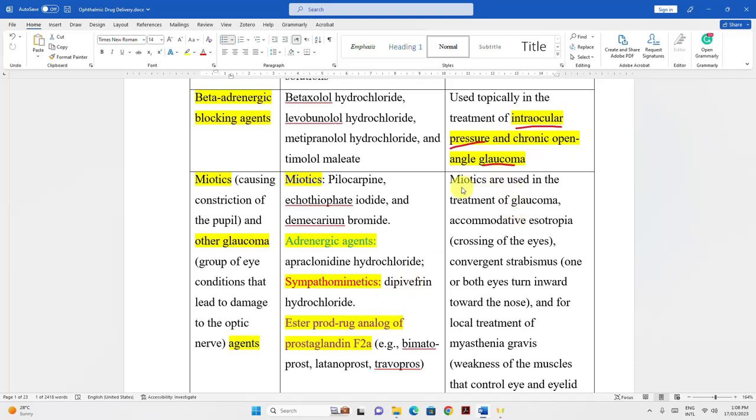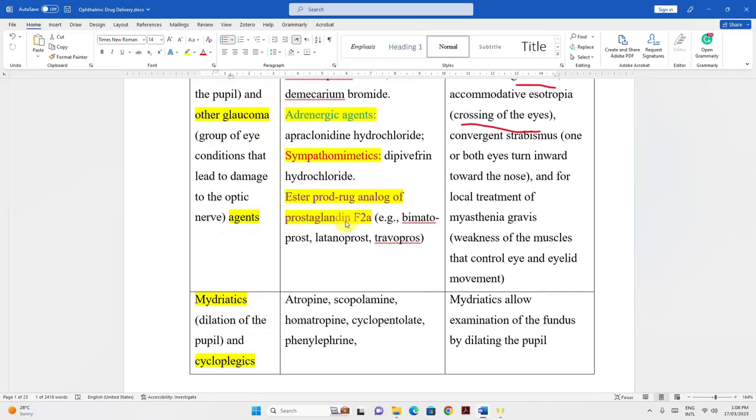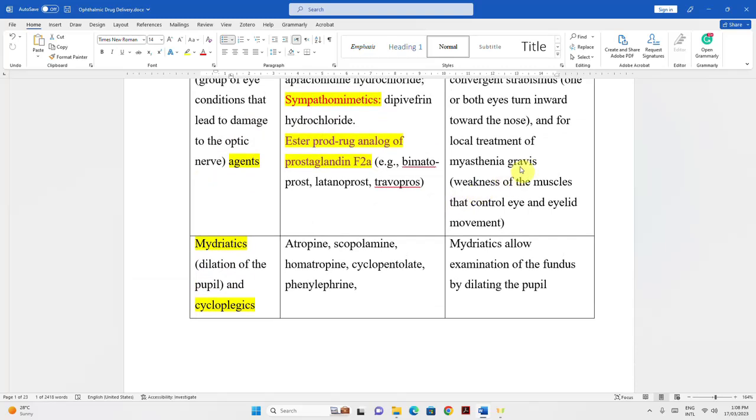What are miotics used for? They are used to treat glaucoma and crossing of the eyes, or in English the term they use is accommodative esotropia. And also in the condition where the muscles of the eye are weak, myasthenia gravis.